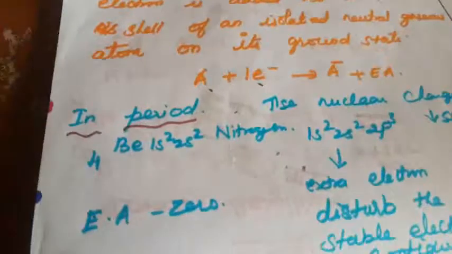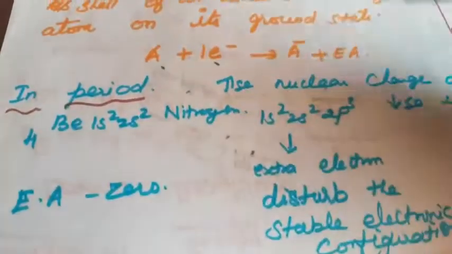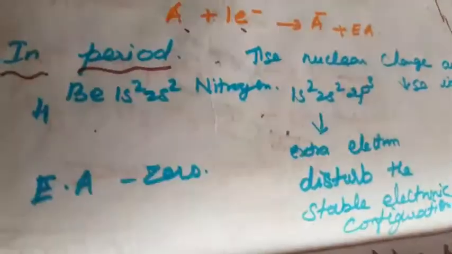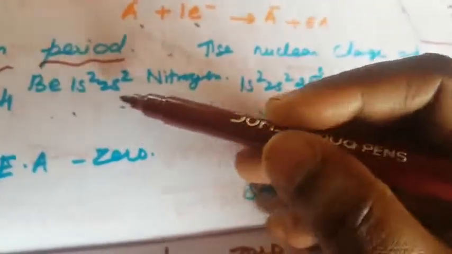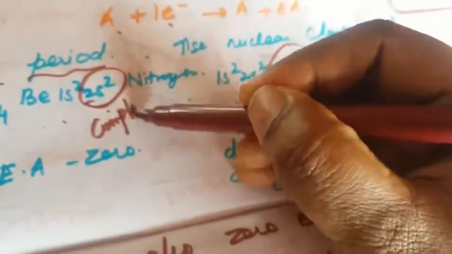Next, in the period, how does it vary? Take the example of beryllium and nitrogen. Beryllium's atomic number is 4 and nitrogen's atomic number is 7. Another thing to consider is half-filled and completely filled orbitals. Nitrogen is 1s2, 2s2, 2p3, which is half-filled. Beryllium is 1s2, 2s2, which is completely filled.